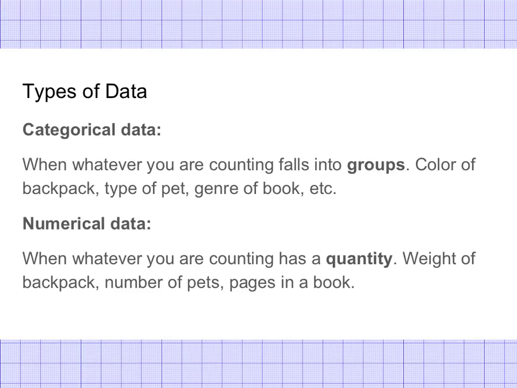Numerical data is whenever what you're counting has a quantity. How tall is everyone? You'll take everyone's height. How heavy is everyone's backpacks? You'll get a bunch of numbers. You can use a line plot with either type of data, but we're going to be focusing on using a line plot with numerical data. Let's see how to set that up next.